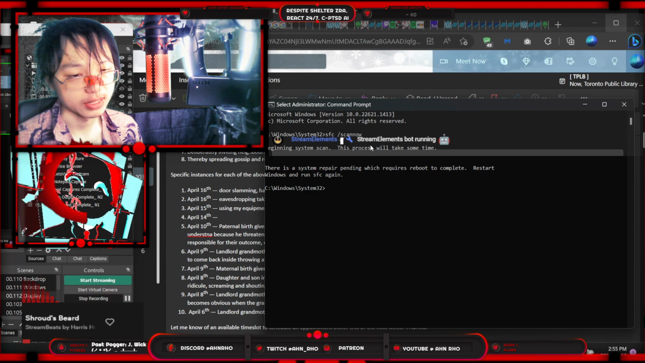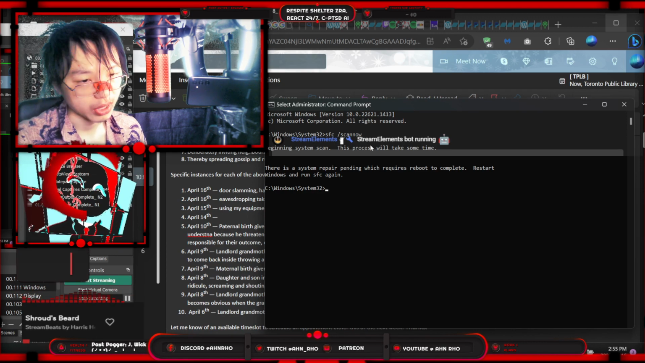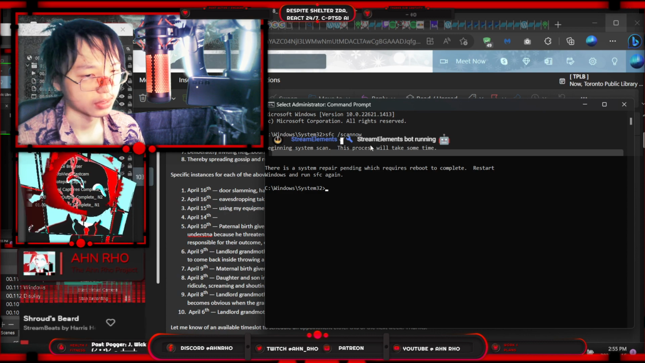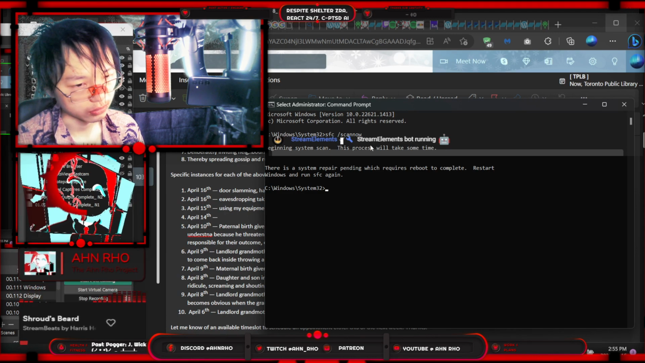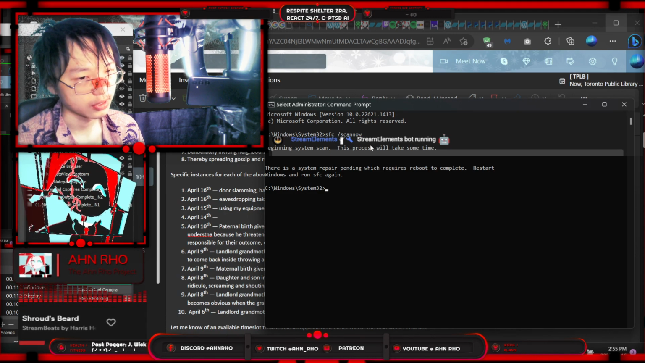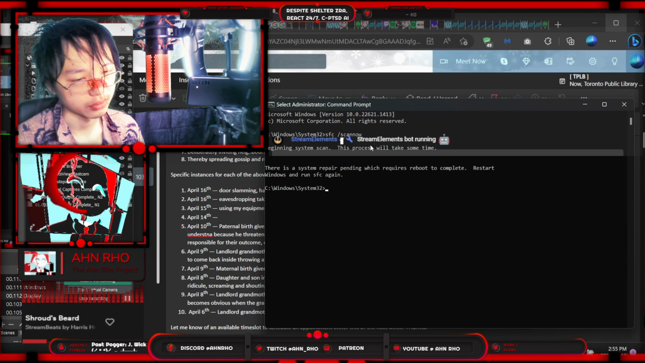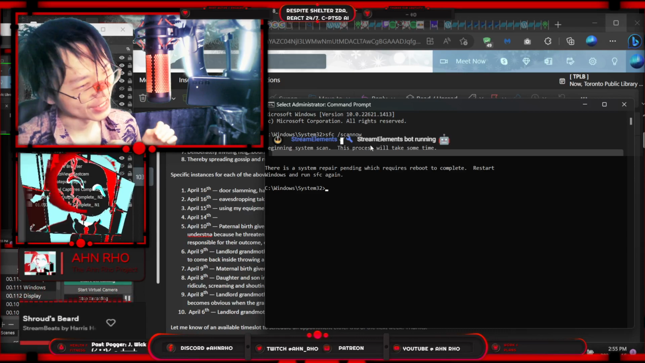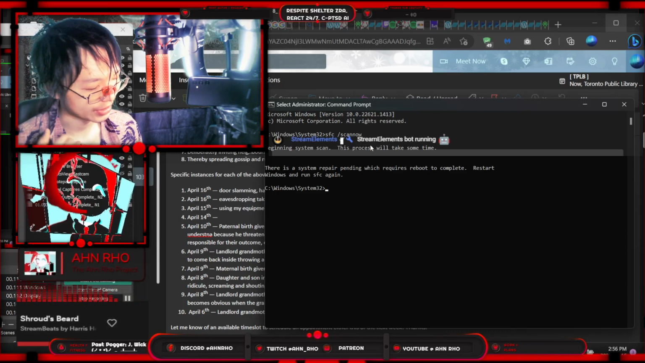And when that does happen, you can see here, there is a system repair pending, which requires reboot to complete. Restart Windows and run SFC again. So I can't actually run the system command until I reboot the computer, and that's only going to happen a couple weeks down the road, or hopefully a couple days, but that's being very optimistic. It's very likely not going to be happening in the next couple of days.